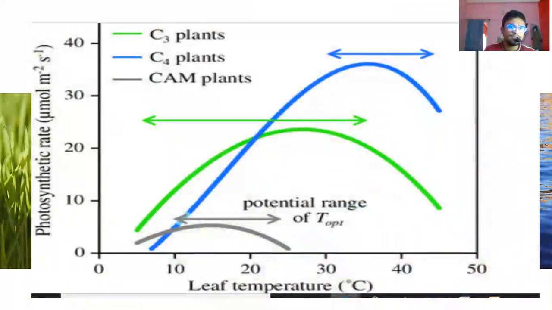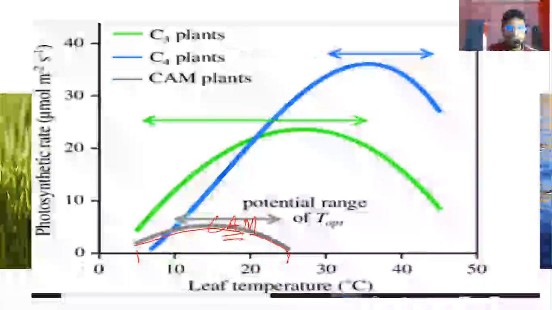So now if you study the temperature versus photosynthetic rate curve, you can see the potential range for CAM plants. This is for the CAM plants. They normally stay in dry places. Not only that, they also prefer to stay in a low temperature range, normally like 5 degrees to 25 degrees. But in that case also their rate of photosynthesis is not that high. So it is not that abundant, or economically, or in terms of quantum yield, it is not that high. But if you study this part, the range of C3 plants is very good.